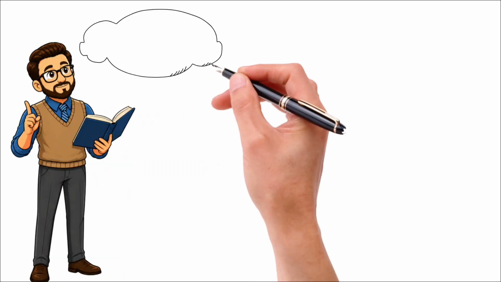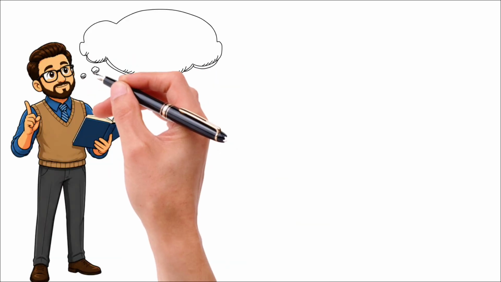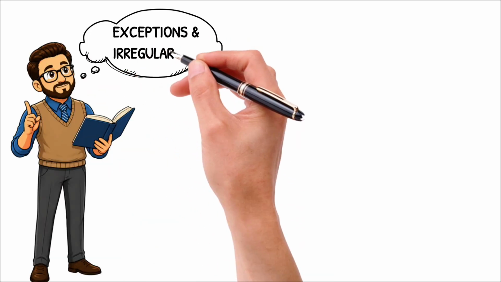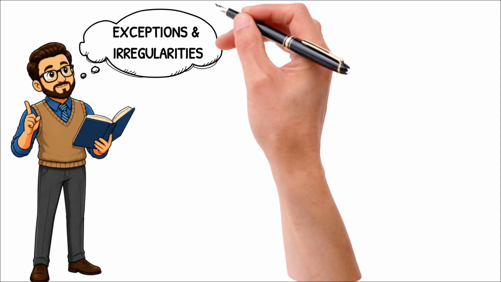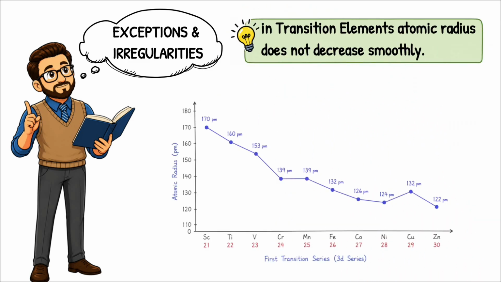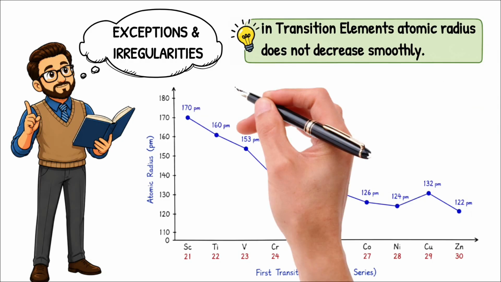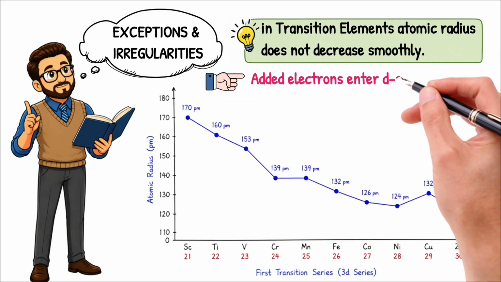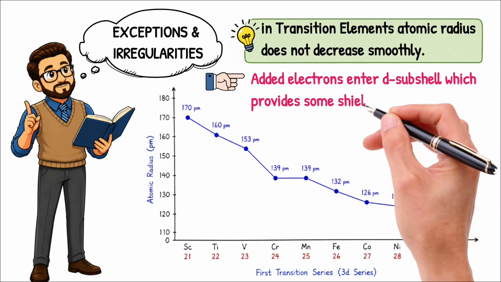There are some exceptions and irregularities in the trend of atomic radius in the periodic table. For example, in the transition elements, atomic radius does not decrease smoothly from left to right. The change is usually small because the added electrons enter the d subshell, which provides some shielding.